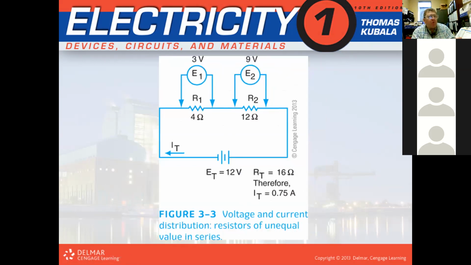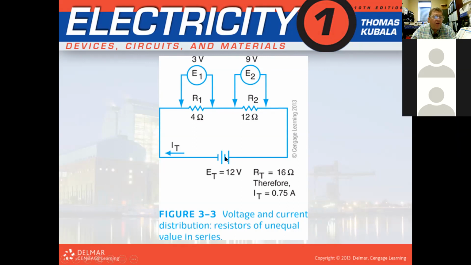Now, when the resistors are not equal, then the voltage drop will be proportional to the resistance. So the higher the resistance, when you have a 4 ohm and a 12 ohm, the 12 ohm will drop more voltage. It's going to be about a 9 volt drop across that, and then the 4 ohm will drop only 3 volts. The way you calculate that is you take the voltage of 12 volts, and to get the total current, you divide the 12 volts by the total resistance, which would be 4 plus 12, or 16 ohms. The 12 volts divided by the 16 ohms gives you 0.75 amps, okay?